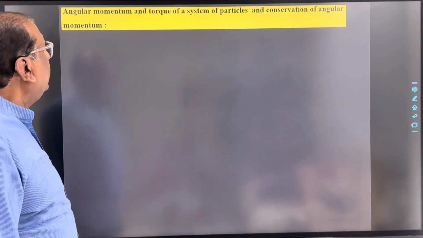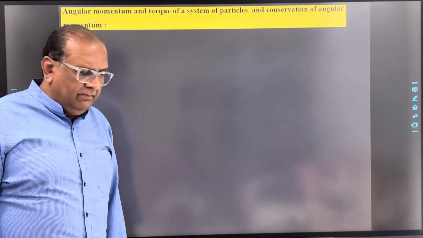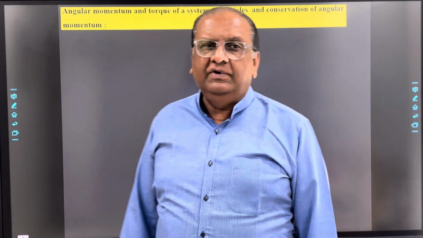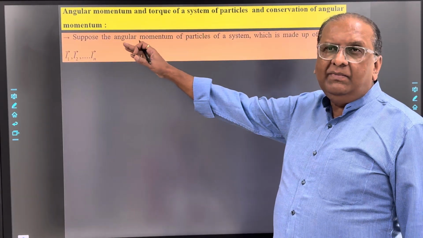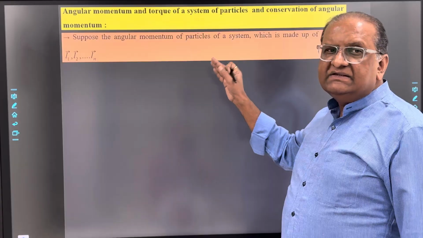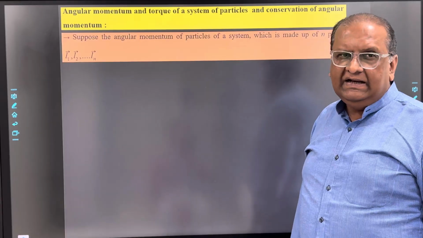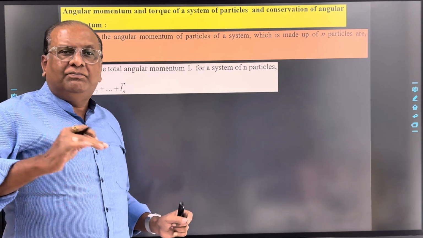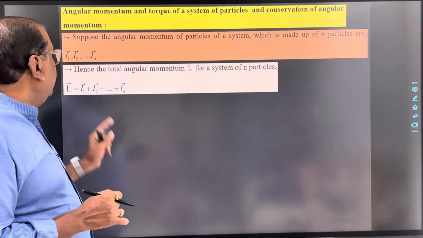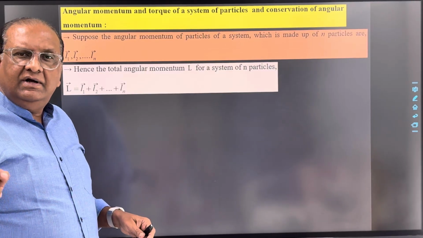Now next topic, angular momentum and torque of a system of particles and conservation of angular momentum. Suppose we have a system of n constituent particles and the angular momenta of individual particles are L1, L2, L3 up to Ln. Then the total angular momentum of a system of particles is nothing but the vector summation of the angular momentum of individual constituent particles.